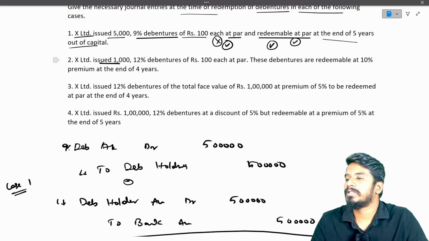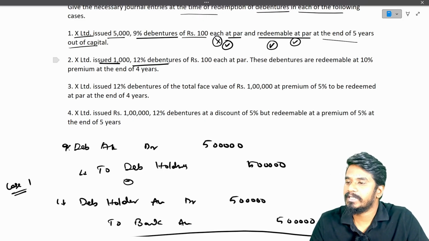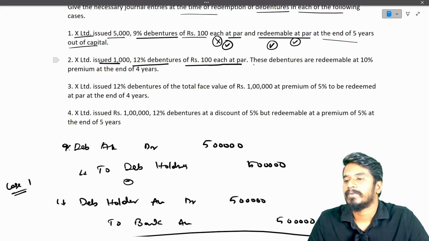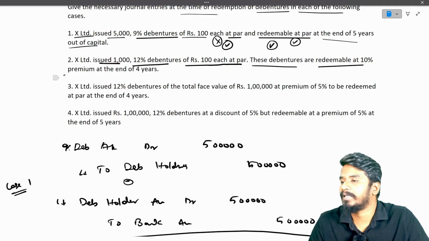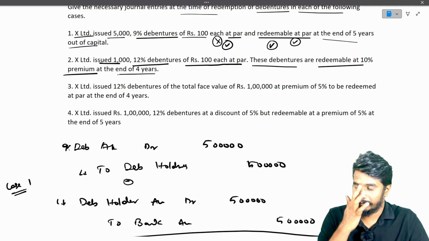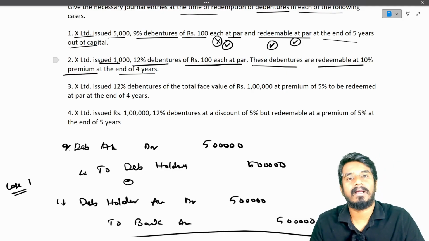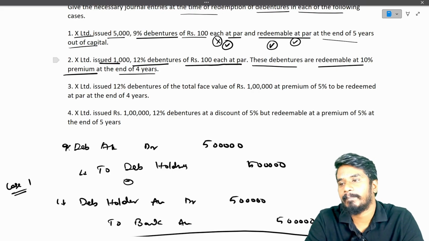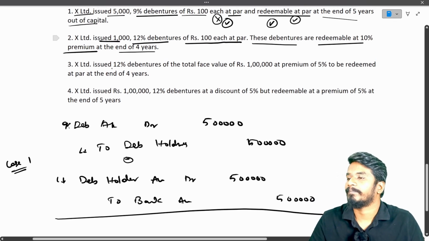Issued 1,000 12% debentures of rupees 100 each at par, and these debentures are redeemable at 10% premium at the end of fourth year. So they are issuing at par and it is redeemable at premium. So premium entry will come. That's it.